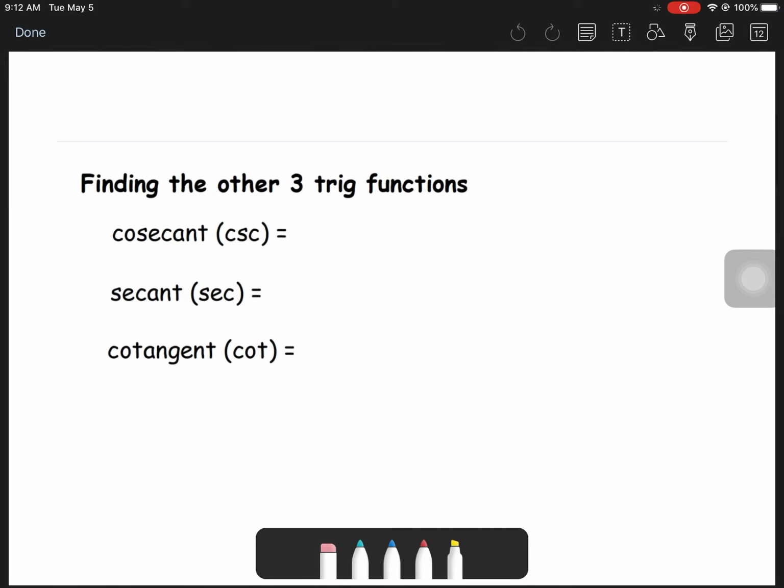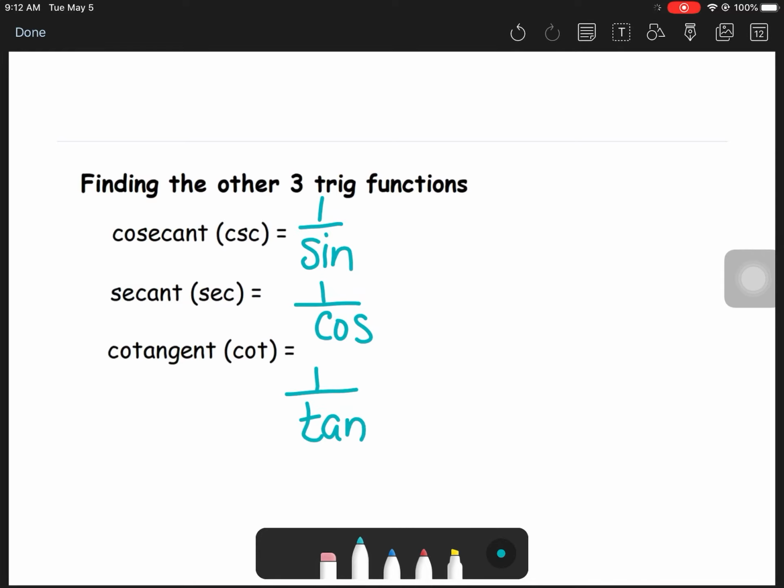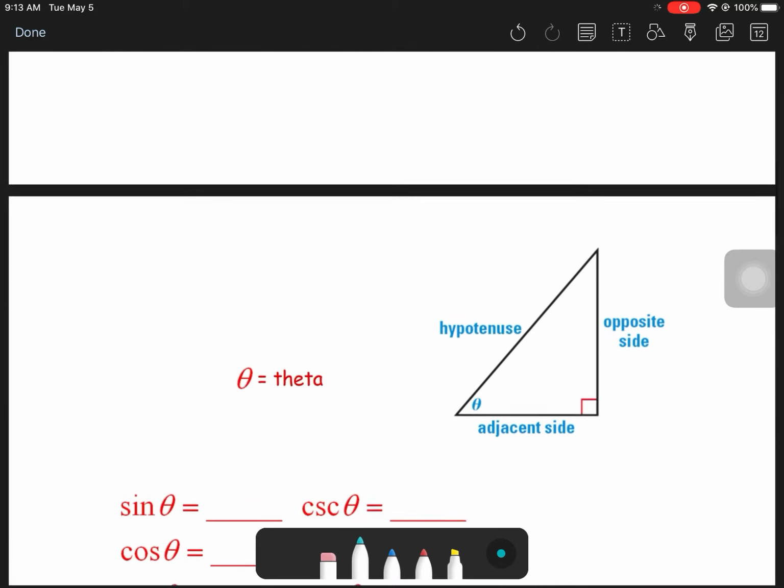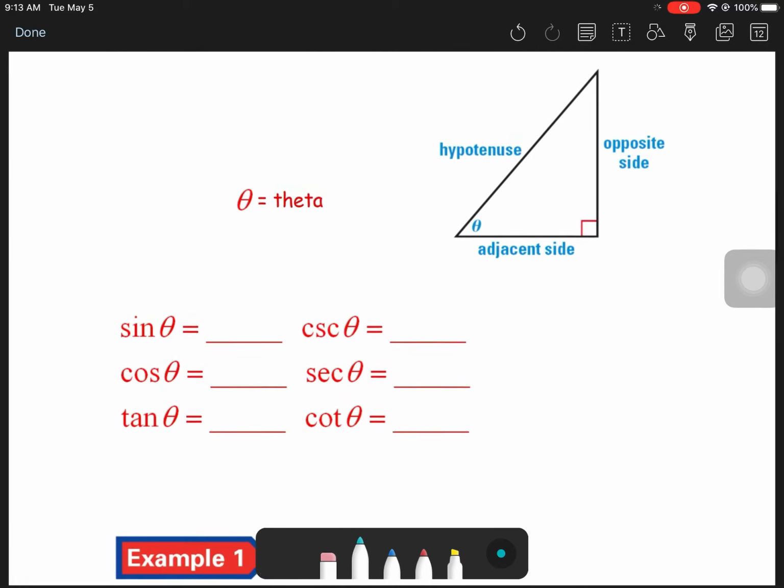cosecant is simply the reciprocal of sine. So cosecant is 1 over the sine. Secant is 1 over the cosine, and cotangent is 1 over the tangent. So let's do some review.